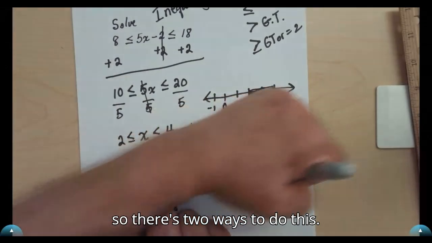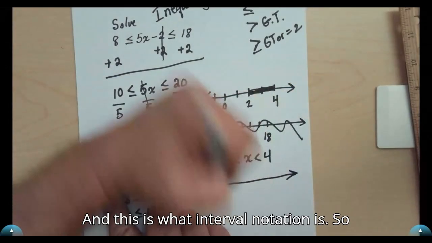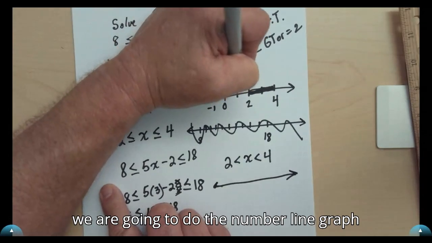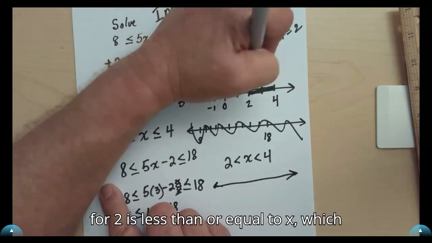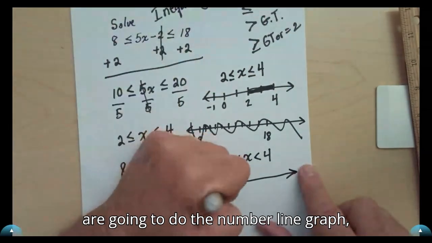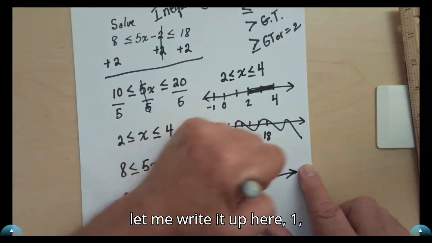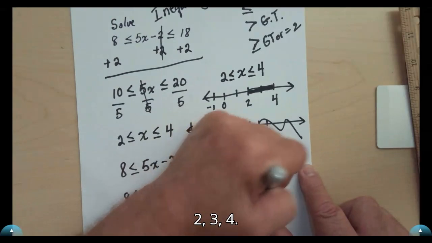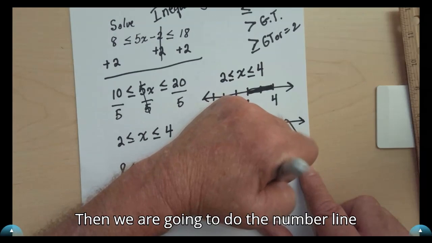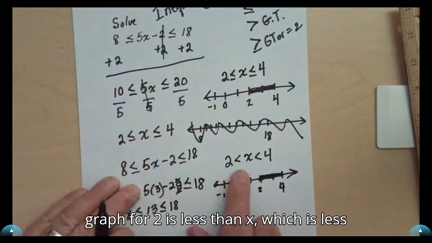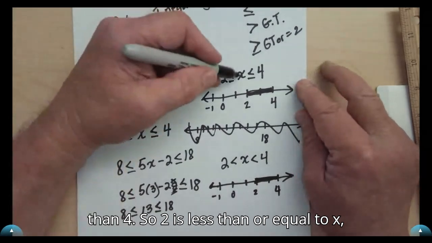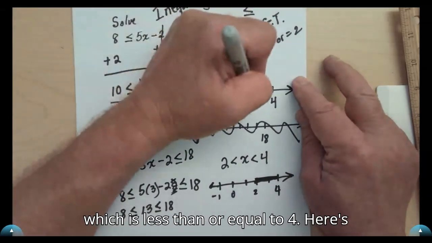So there's two ways to do this. And this is what interval notation is. So we're going to do the number line graph for 2 is less than or equal to x, which is less than or equal to 4. And then we're going to do the number line graph. Let me write it up here. 1, 2, 3, 4. Then we're going to do the number line graph for 2 is less than x, which is less than 4. So 2 is less than or equal to x, which is less than or equal to 4. Here's what I'm going to do.